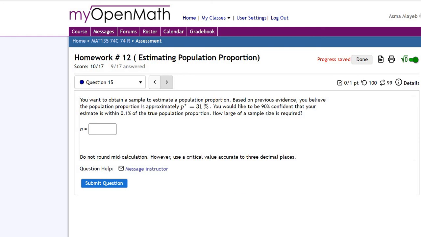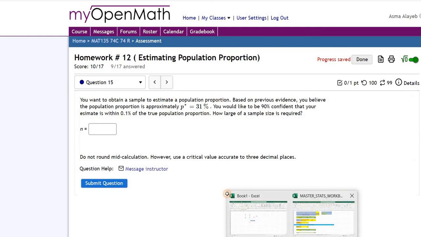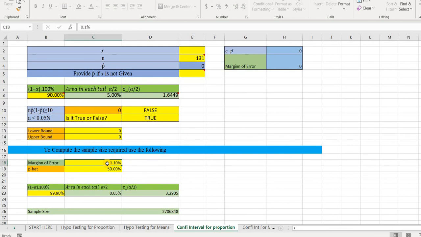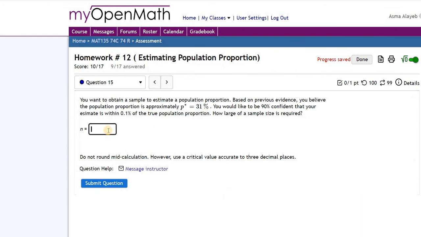Now I'm going to head to Excel, and I will use this bottom part of Excel again. In this case, I have the margin of error 0.1. I have P hat, which is 31%, so I'm just going to type 31% here, and the level of confidence is 90%. So this is the sample size that we need in order to estimate the population proportion.